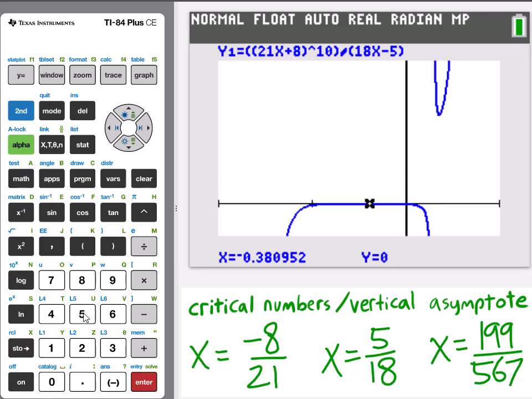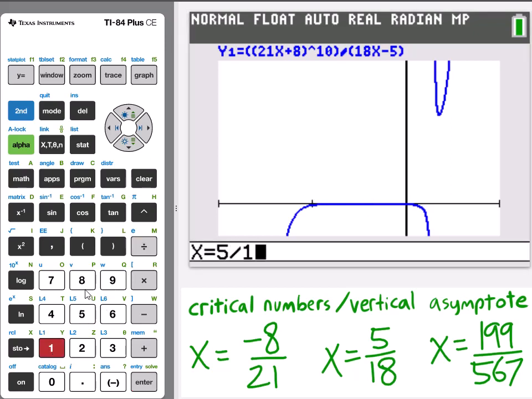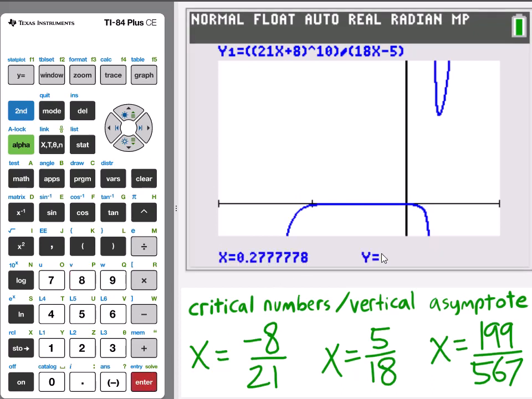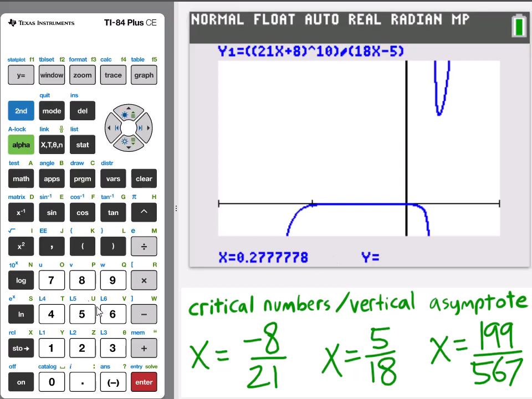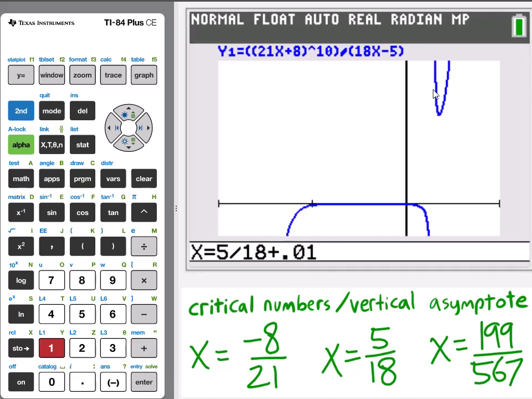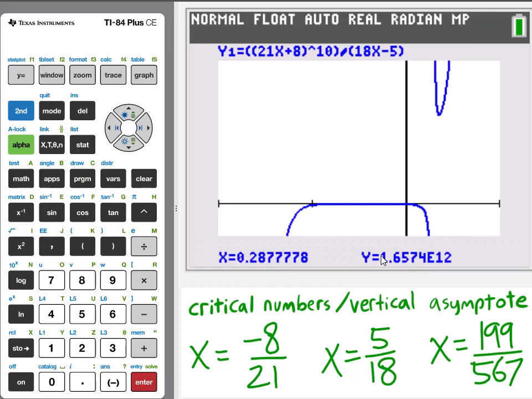How about the 5/18? Well, if we looked at the original function and rely on our earlier pre-calc skills, we should have anticipated that would be an asymptote. And sure enough, there is no y value there. If I just do 5/18 plus a tiny bit, like plus 0.01, going the slightest bit to the right of the asymptote, that should ride up along this branch of the curve, and we should anticipate a really large y value. And sure enough, 1.657 E12, a really large number.